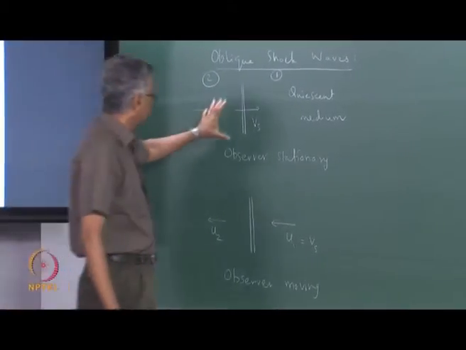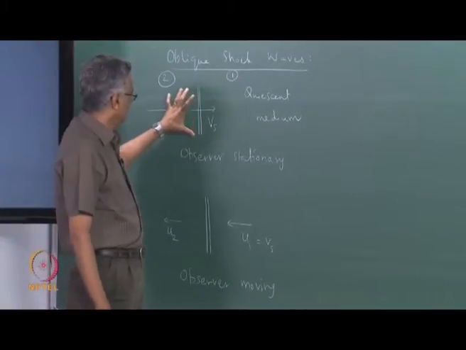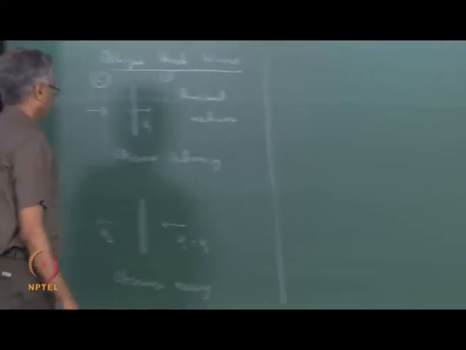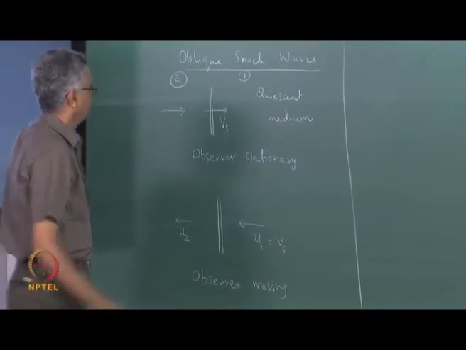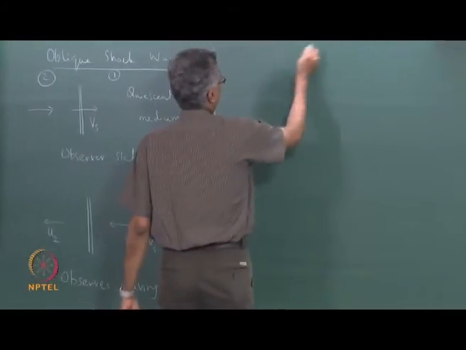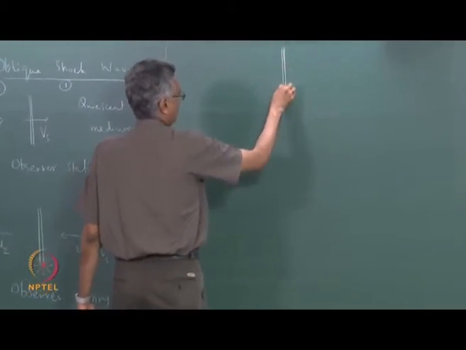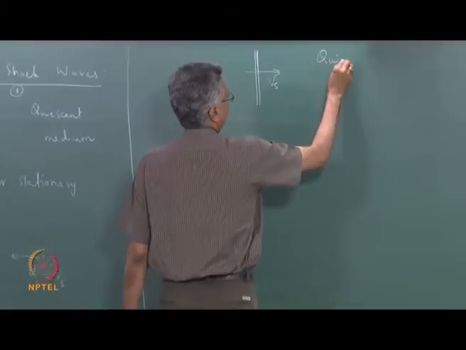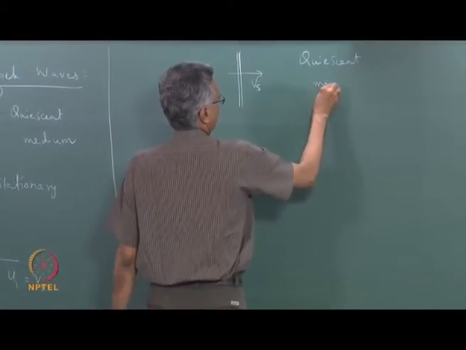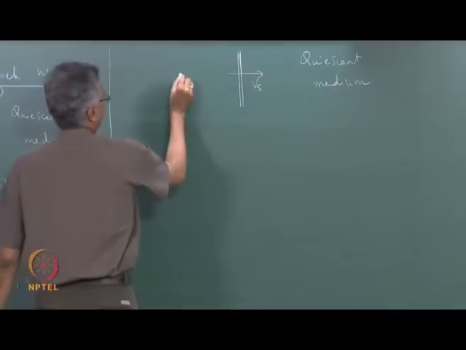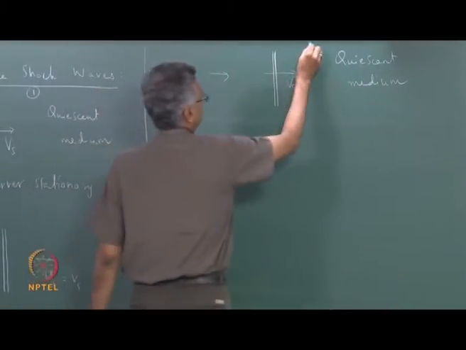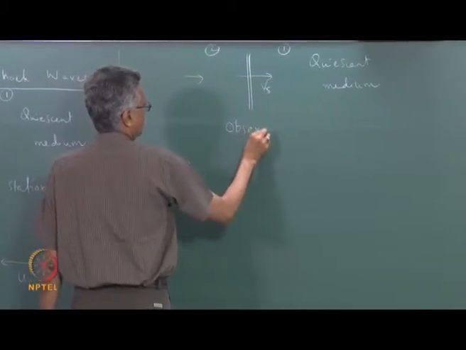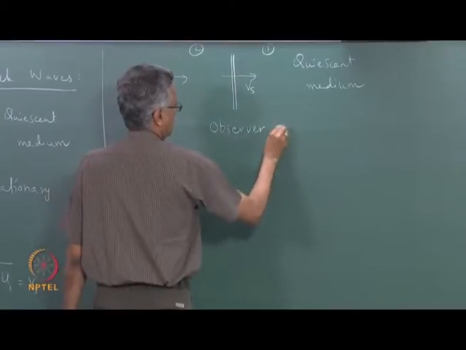Oblique shock wave, we start with the same scenario. The only difference is, let me draw this here for the oblique shock wave. Let us label this as 1 just like before, and label this as 2. This is in a frame of reference where the observer is stationary.